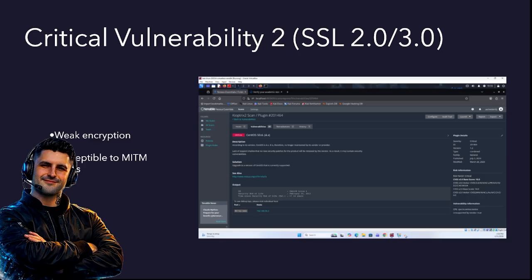The system also supports outdated SSL protocols, which are vulnerable to attacks like POODLE. These flaws allow attackers to intercept and decrypt encrypted communications, compromising confidentiality.